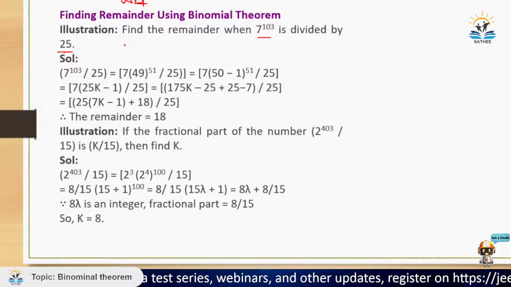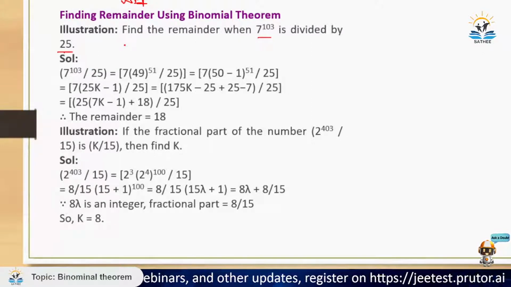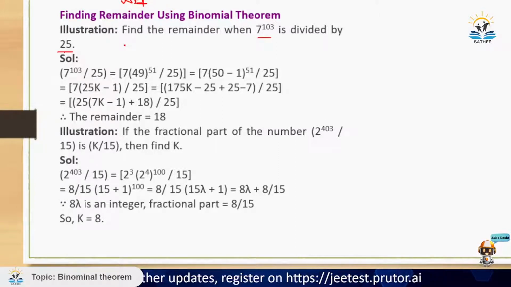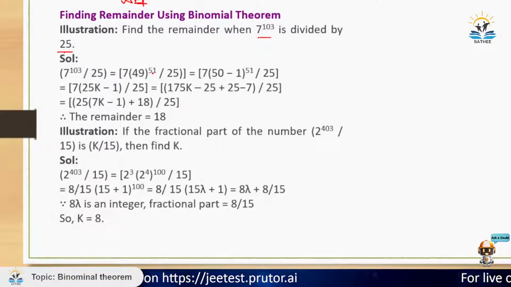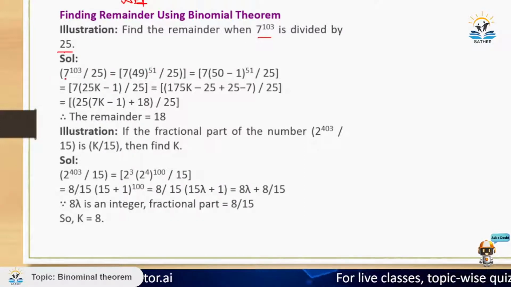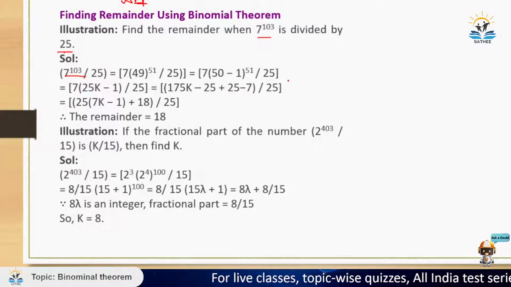25 का multiple 50 होता है, and 49 is 1 less than 50, so you just converted 7 power 103 into 49. How? You took it 7 into, you know that 49 is 7 square, so 7 square 2 into 51 is 102, so 1 7 would be left, so that 7 is written here. So 7 into 49 power 51 is nothing but 7 power 103, and then you write 49 as 50 minus 1, so you will get 7 into 50 minus 1 power 51 divided by 25.